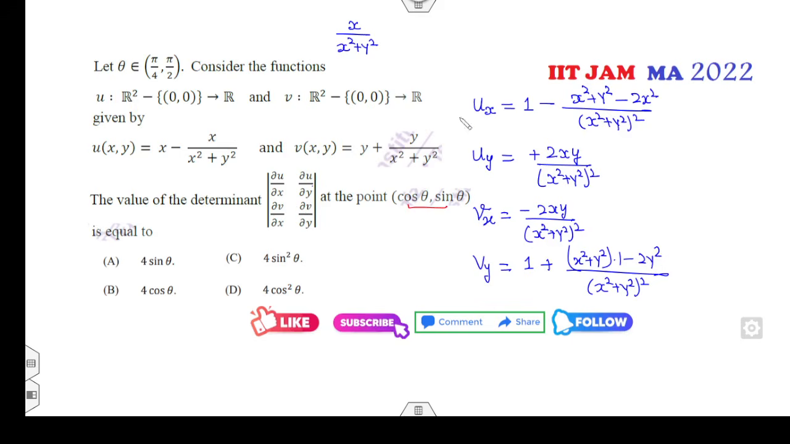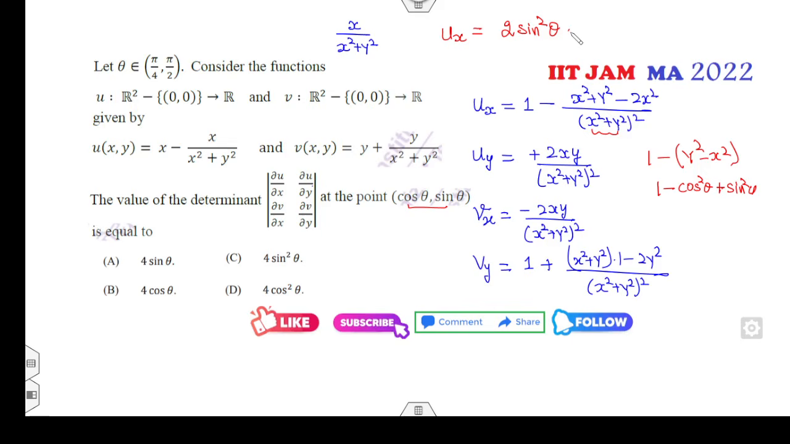Now at the point cos and sine. What is the value of u_x? Denominator will be 1. Fine. Denominator will be 1. The numerator will be 1 minus y square minus x square. What is the y square minus x square? Sine square minus cos square. I can write it as cos of 2 theta. Fine. Or otherwise, this expression is here. So 1 minus cos square plus sine square. So that will be 2. That will be my twice sine square theta.